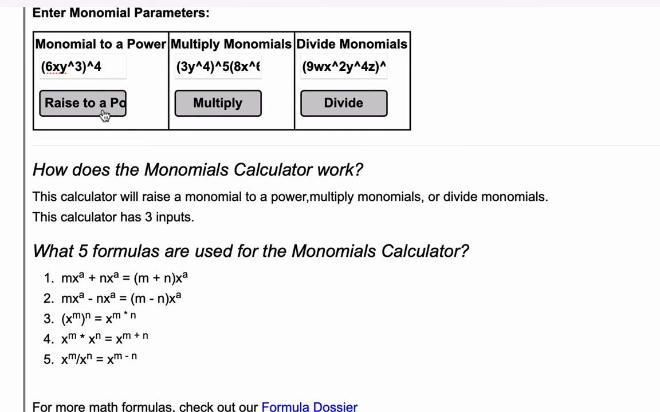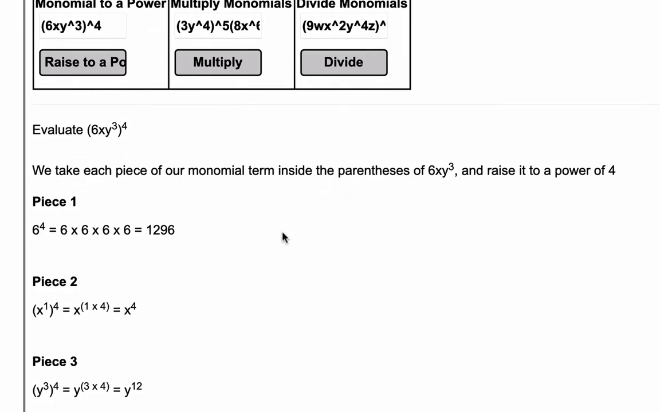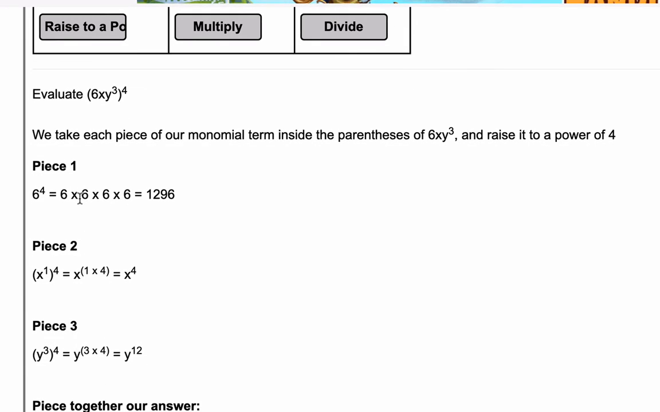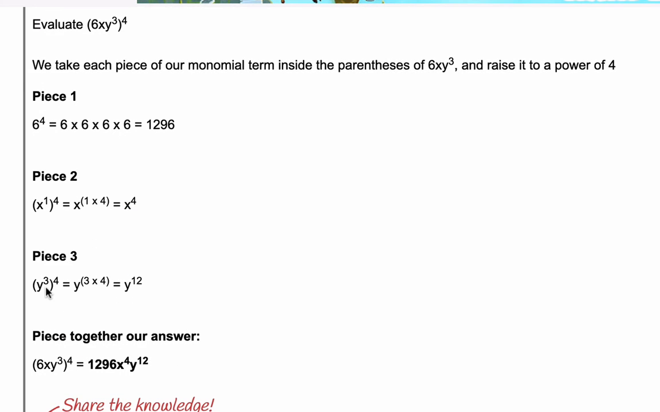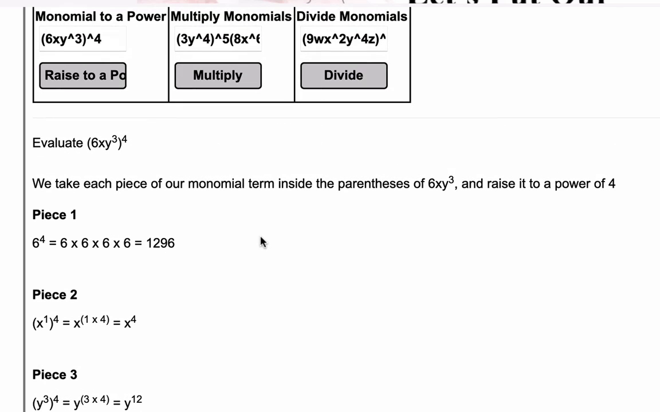So first we want to raise a monomial to a power. We'll do this: 6xy cubed raised to the fourth. Using our rules that we covered on the PowerPoint, we've got 6 to the fourth is 1296. Next we'll take x to the fourth. X is just x to the 1, so 1 times 4 is x to the fourth. And finally, we've got y cubed raised to the fourth, and the rule is you multiply the two exponents. So 3 times 4 is 12. We piece together 1, 2, and 3 to get our final expression: 1296 x to the fourth, y to the 12th.